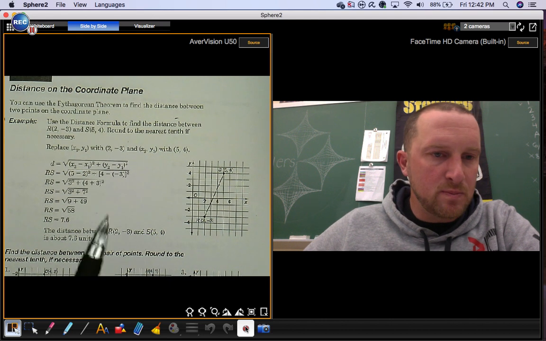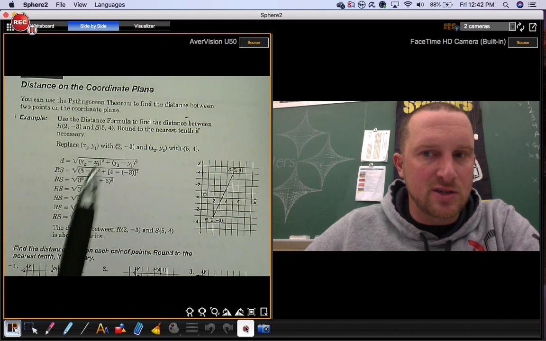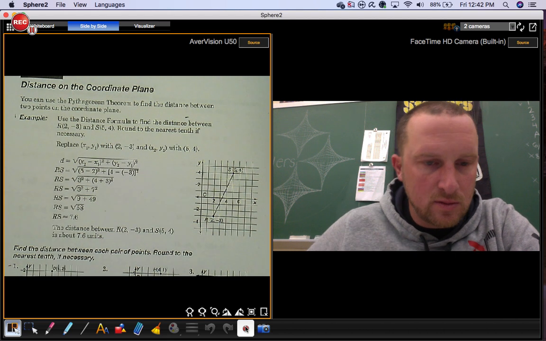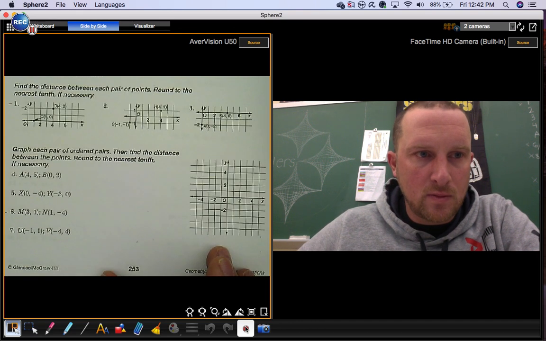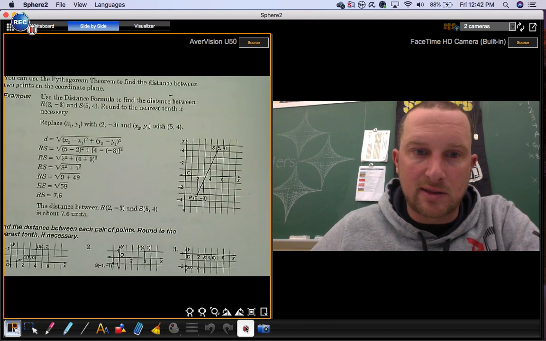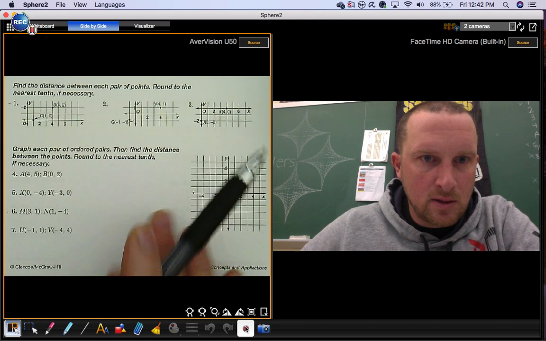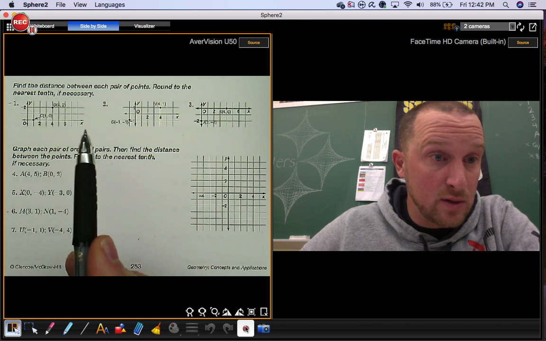We need to pay extra special attention to the study guide because it shows you what to do. Don't just ignore it. We're going to find the distance between each pair of points, just like they did up there. Round to the nearest tenth if necessary. We're going to go to the nearest hundredth, so that's 2 decimal places.